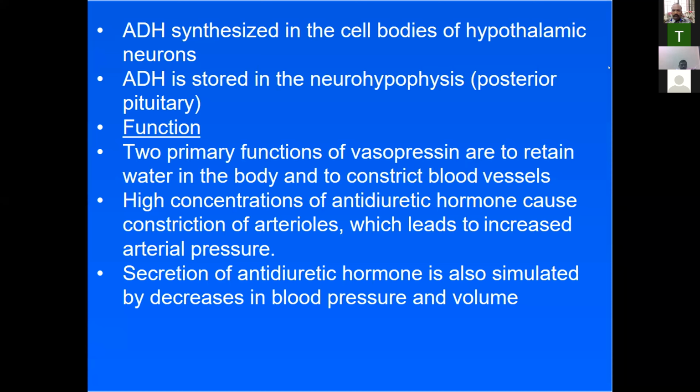A high concentration of antidiuretic hormone can cause constriction of arterioles, which leads to increased arterial pressure. Secretion of antidiuretic hormone is also stimulated whenever there is a decrease in blood pressure and volume. So this antidiuretic hormone is not secreted in our body regularly. Whenever the need is there, only then will it be secreted, that is, whenever there is a fall in blood pressure and volume, it automatically activates antidiuretic hormone secretion.